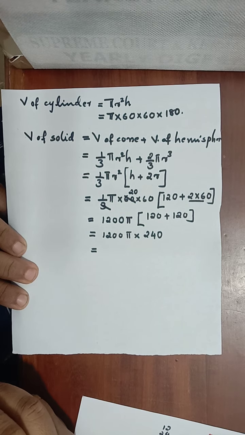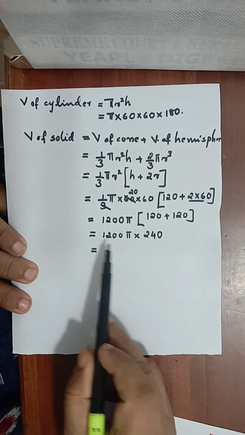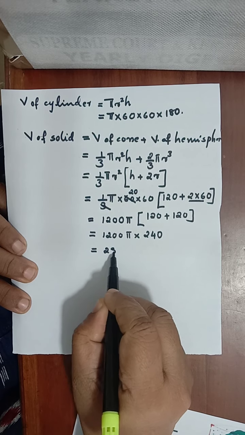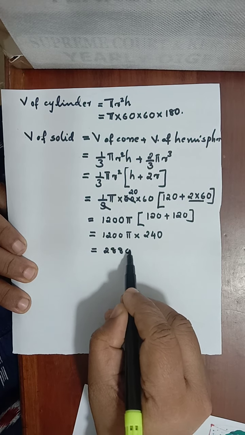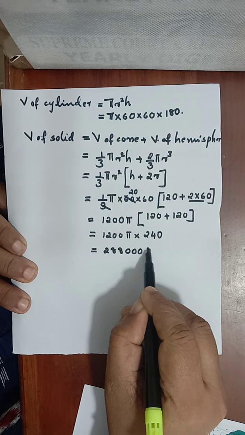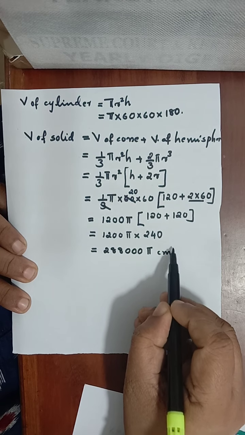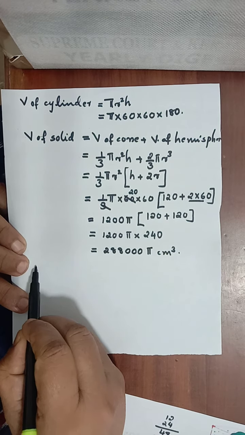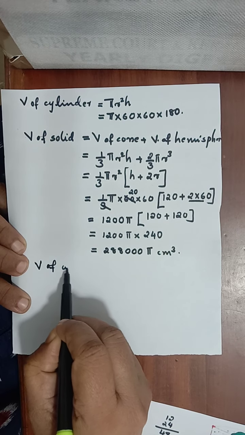Now this is equal to 12 into 24 we have to multiply. 12 into 24 is 288. Now give the zeros. We are getting this many cm cube as the volume of the solid, 2,88,000 pi cm cube. Now as I told you, let us see how to get volume of water left.